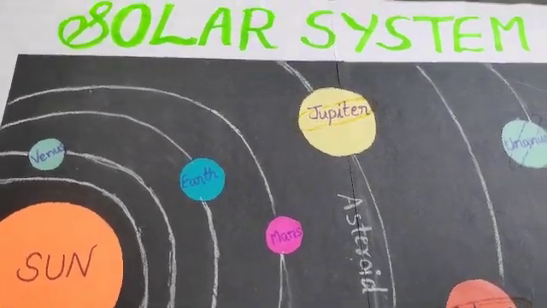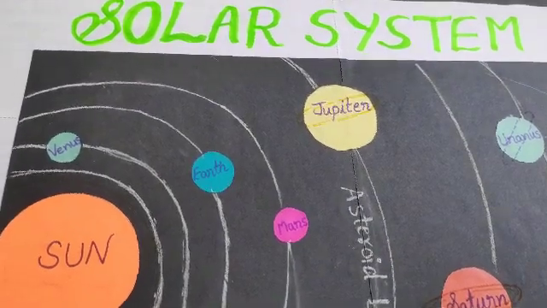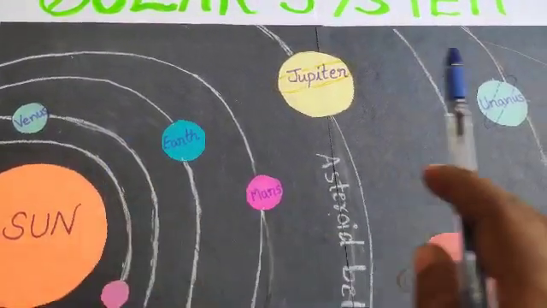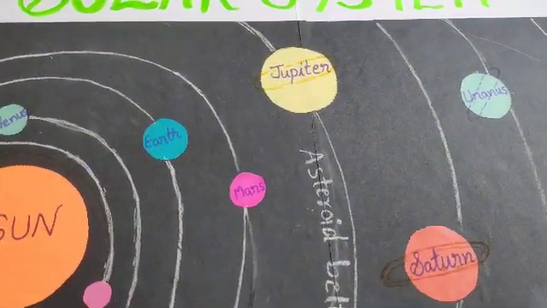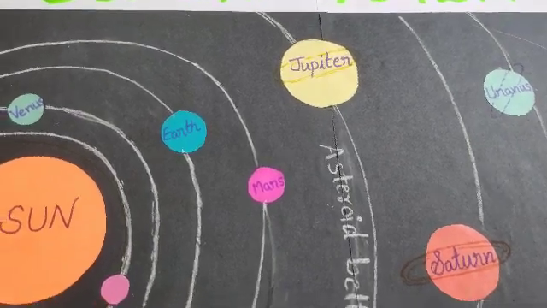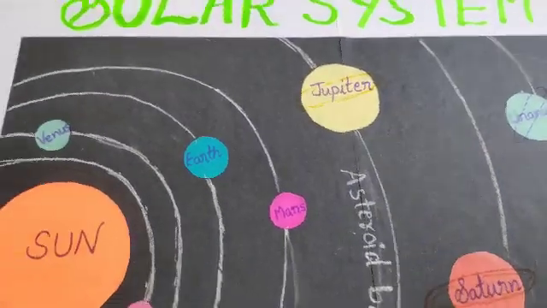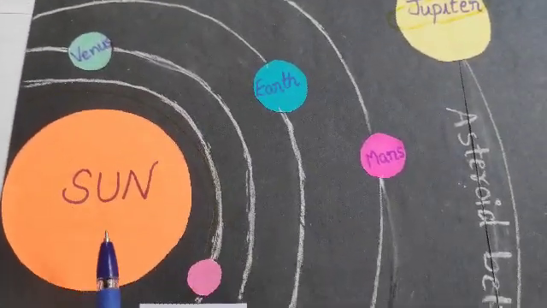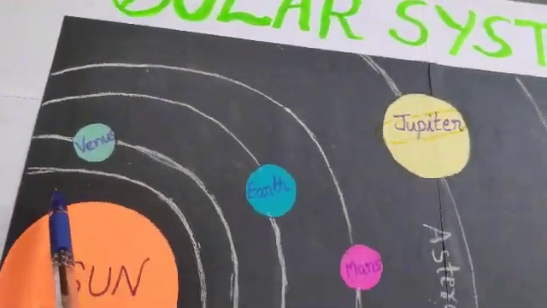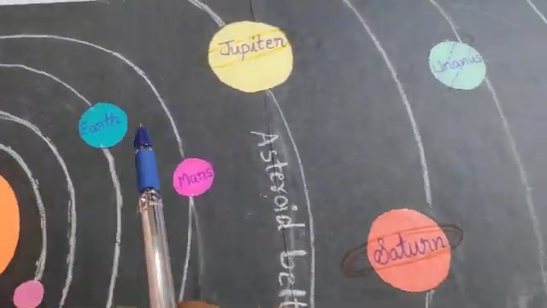Solar system. What is a solar system? Solar system means the sun, 8 planets, asteroids and meteorites together. It is called the solar system. Okay, let's see now. This is the sun. Around the sun 8 planets will move.